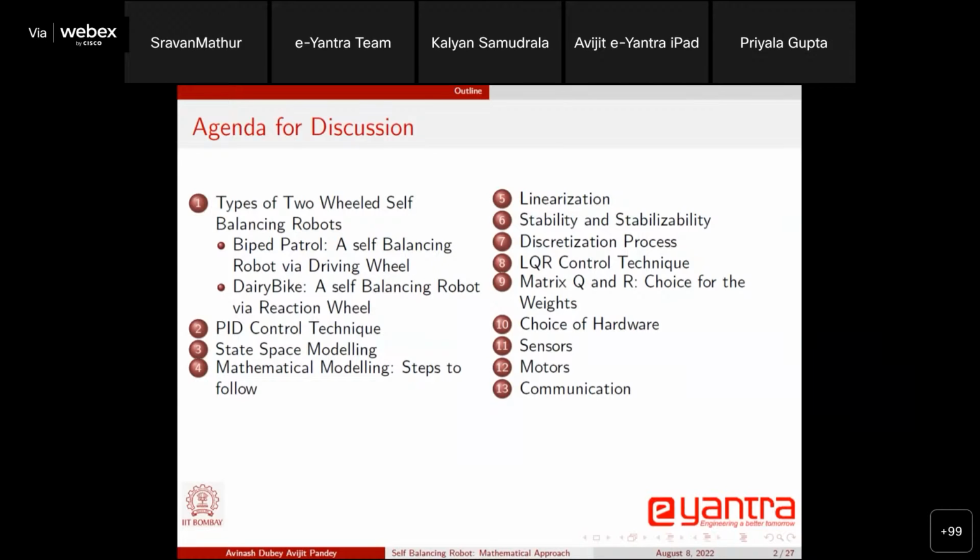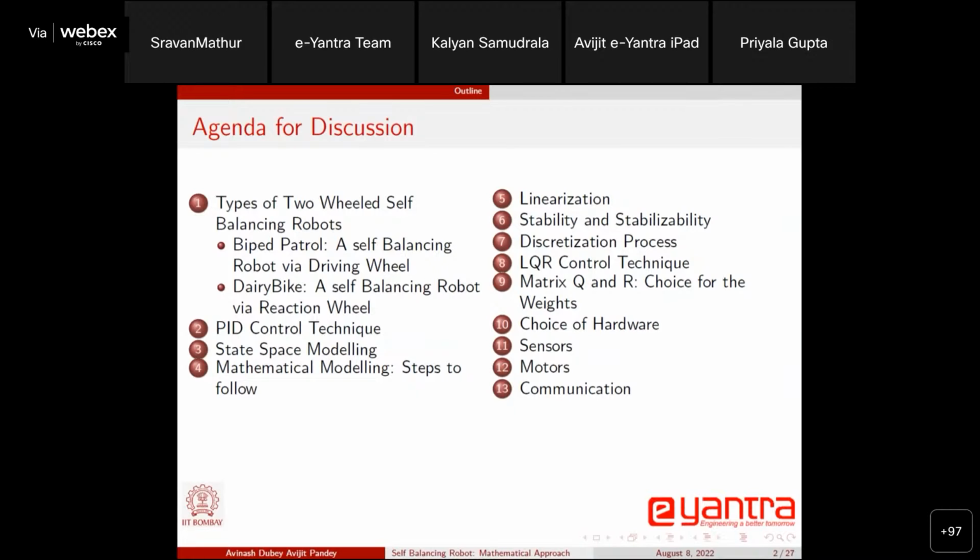Since usually systems are nonlinear in nature, we will have to linearize the system, check for its stability, and more precisely stabilizability. And since we are implementing most of the things on controllers which are discrete in nature, we will have to discretize our system also. And then we'll see some basics of the LQR control technique, what to choose and why to choose.